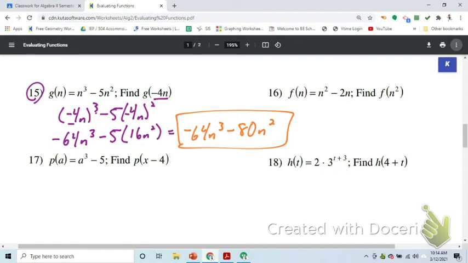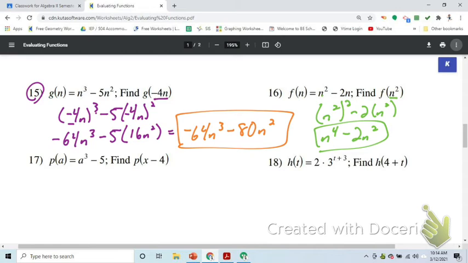Number 16, let's change the color a little bit here. Instead of n squared, we're plugging in n squared every time we see that, so it's going to be n squared, minus 2 n squared. All right. So when we do that, we get n to the fourth, because 2 times 2 is 4, minus 2n squared. There's not much else you can do with that. You're done.